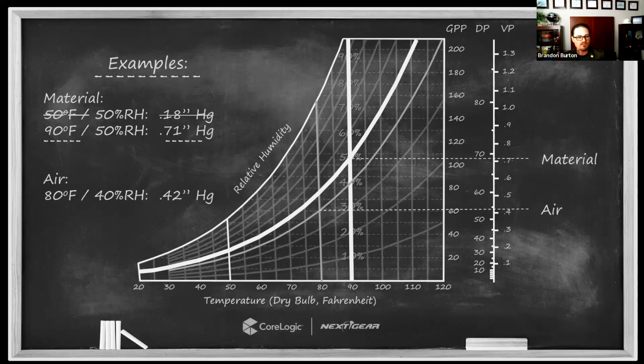The other way we could change this is, instead of making the material warmer, if that's not practical, the other side of the equation was, the air was wetter than the material, right? It had 0.42 inches, the material had 0.18. So instead of adjusting the material temperature, the other thing I could have done is lowered the air's vapor pressure, right? I could have made the air in the environment drier. So that would be the other angle you could take. If it's not practical to make a material warmer, then let's focus on making the air drier.